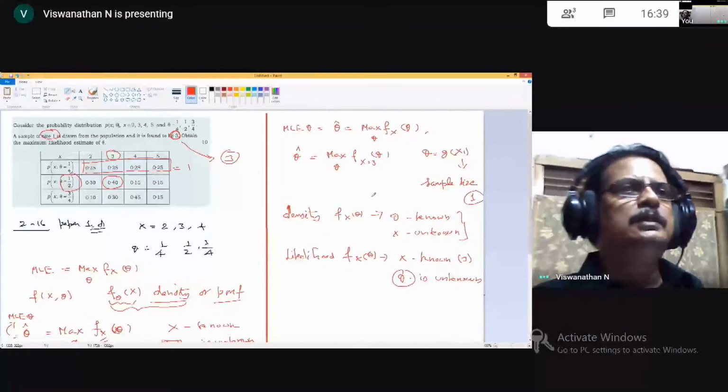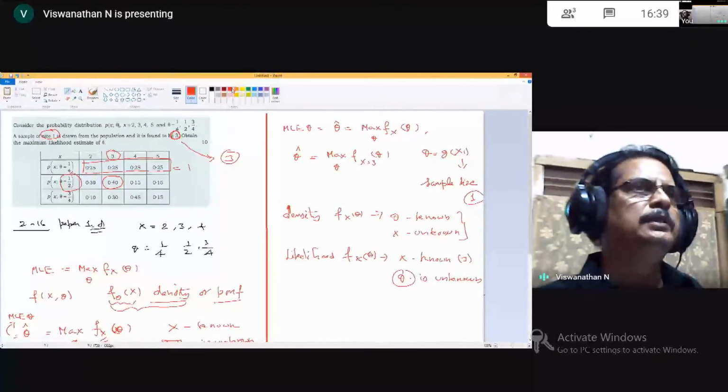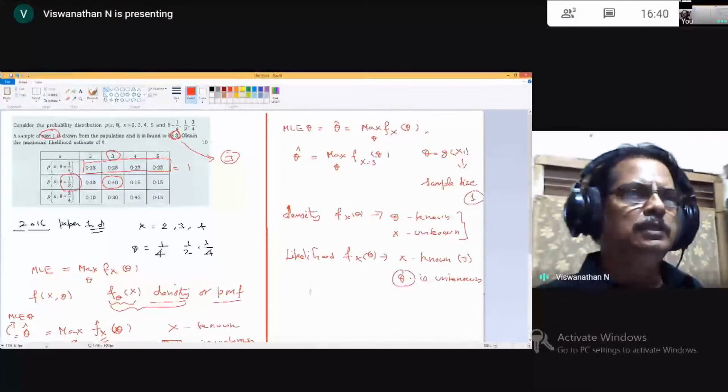You should be very careful because it is a function of x and theta. It can be misleading at times. That confusion is what examiners normally exploit. So it is something like this.